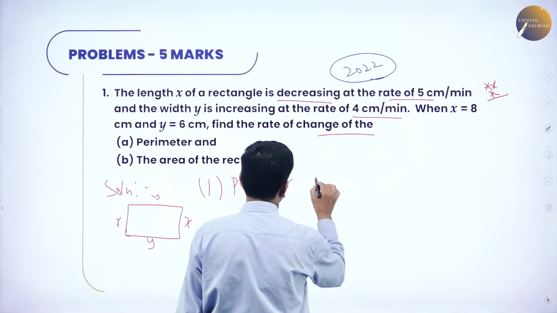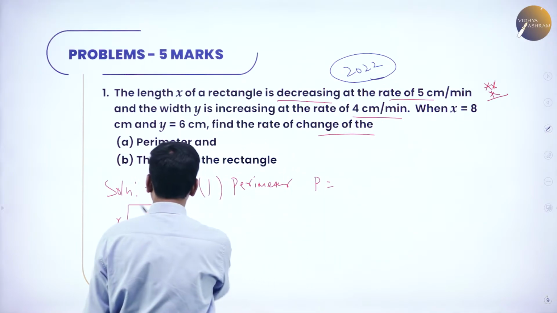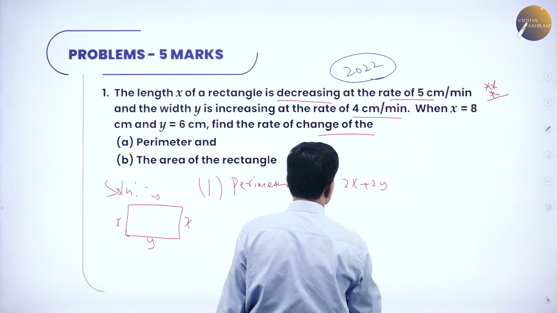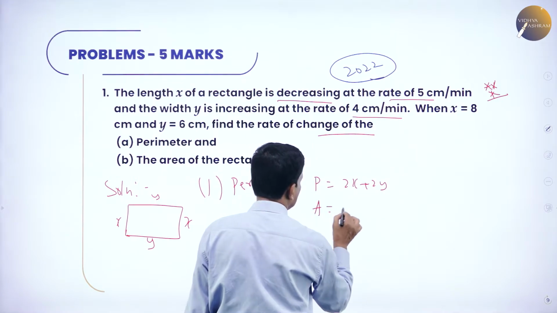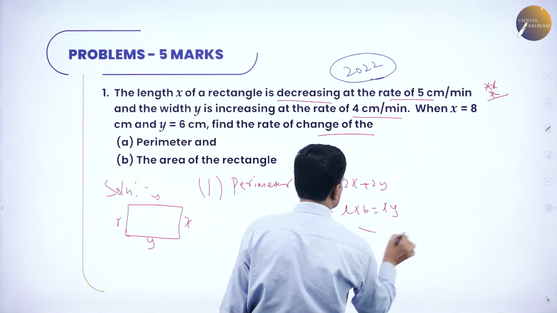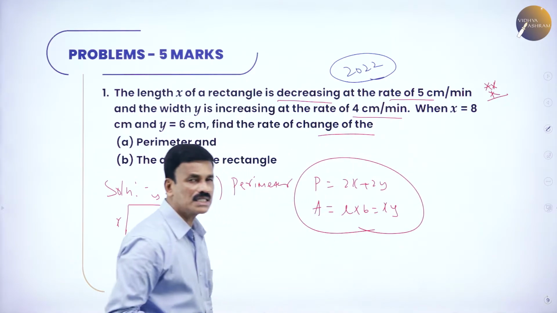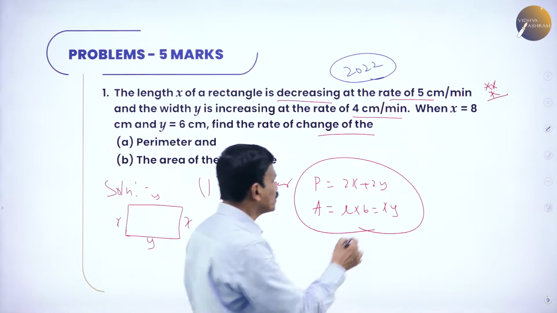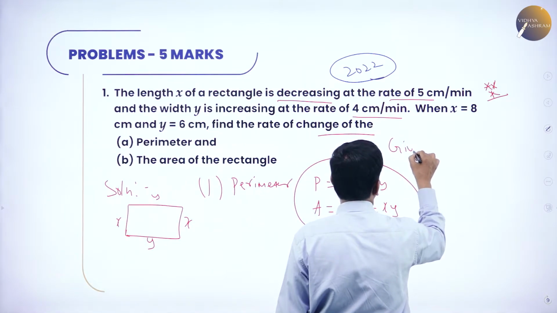Perimeter P is equal to 2x plus 2y, and the area is equal to length into breadth, that is nothing but x into y. These are the two quantities which we are making use of to solve this problem. Now before that, what is given?